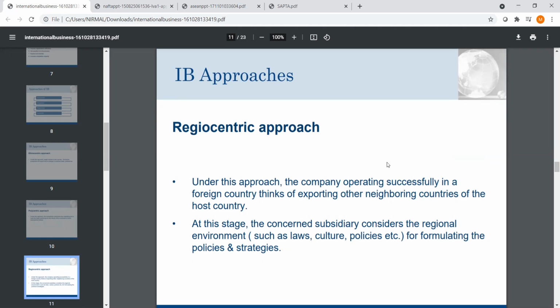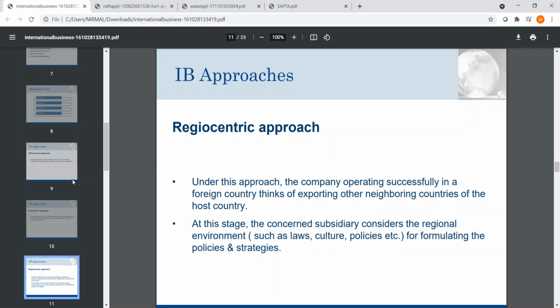Next one, regiocentric approach. Under this approach, the company operating successfully in a foreign country thinks of exporting to other neighboring countries of the host country. At this stage, the concerned subsidiary considers the regional environment, such as laws, legal procedures, legal issues, culture, etc. So they should be well versed in formulating policies and strategies according to the country. Not just starting business from one country to another, you should always focus on the legal issues and policies also.